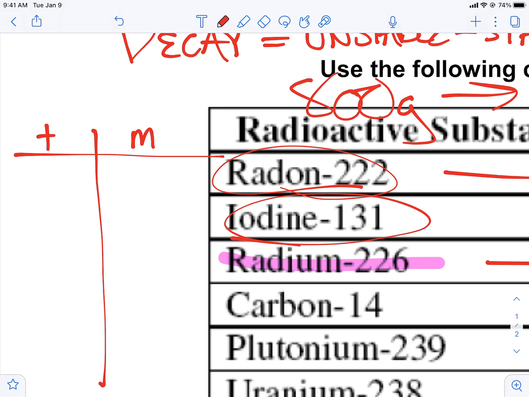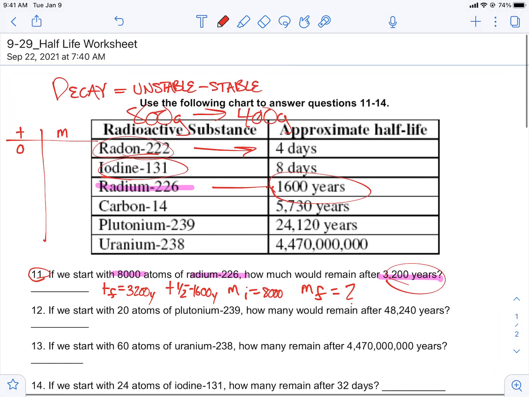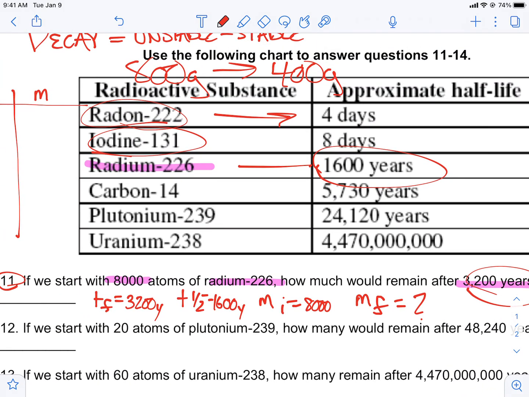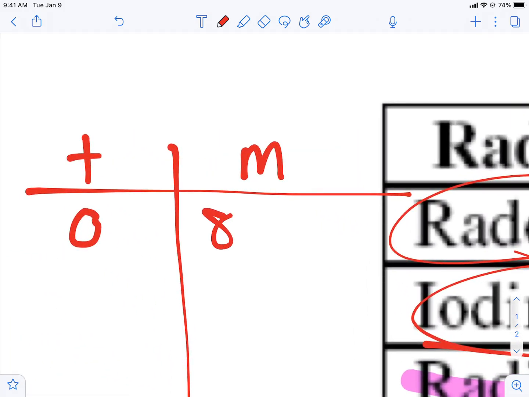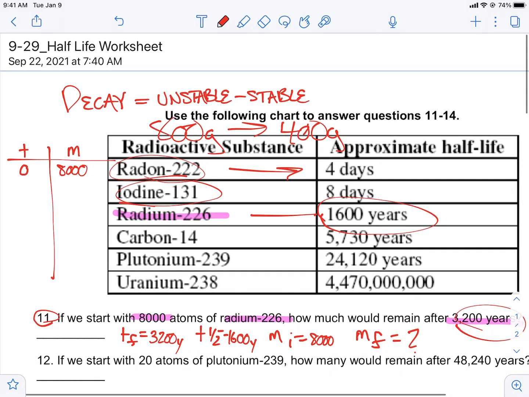Time will always begin, in every single half-life problem, at 0. Your mass value that you'll start at will be your initial mass, or MI, and that is 8,000 atoms. So we write 8,000 atoms, and all you have to do in the time column is go by each half-life rate, depending on the isotope. And you just keep going by the set rate of the half-life until you get to your final time.